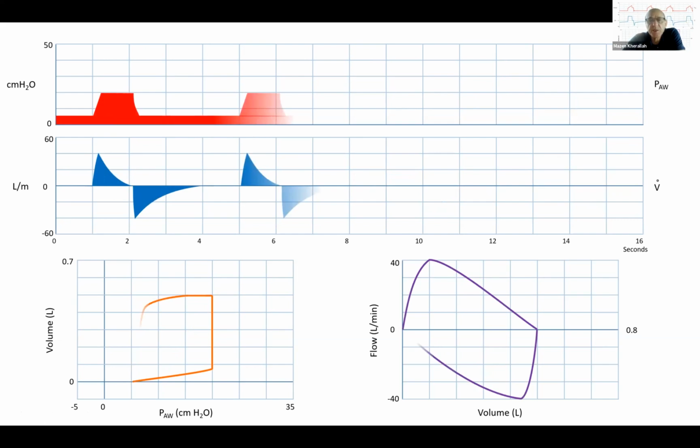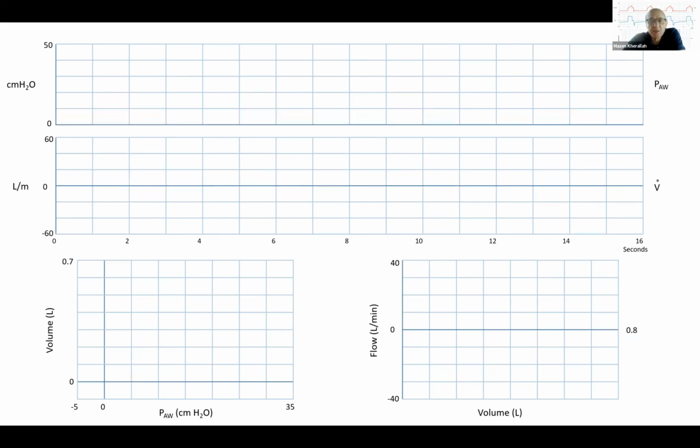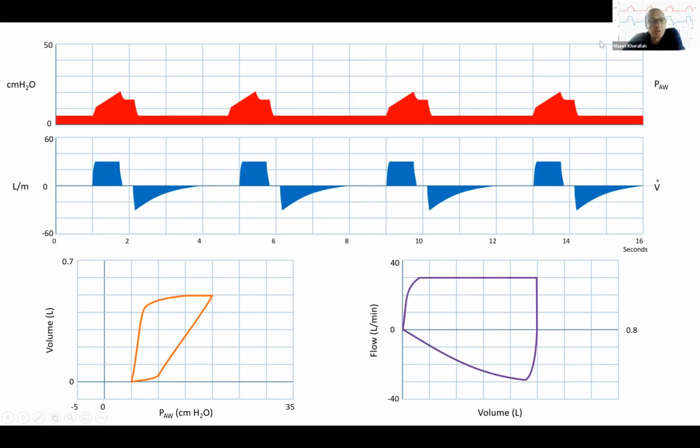So in this patient, you can see that this patient is on volume control mode of ventilation. Square wave flow waveform, you can see the increasing pressure. Similarly here, you can see the increasing pressure for the increased volume.